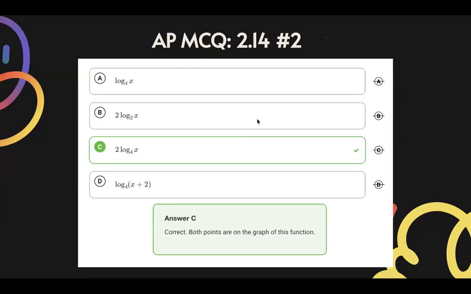So that's what's nice again about multiple choice: you can just plug in values sometimes and see which one is true, instead of having to create this whole graph and go from there.